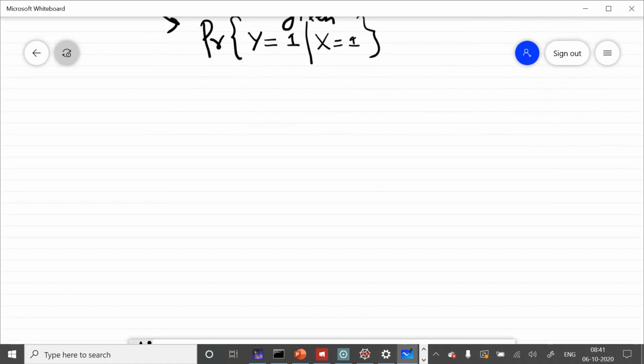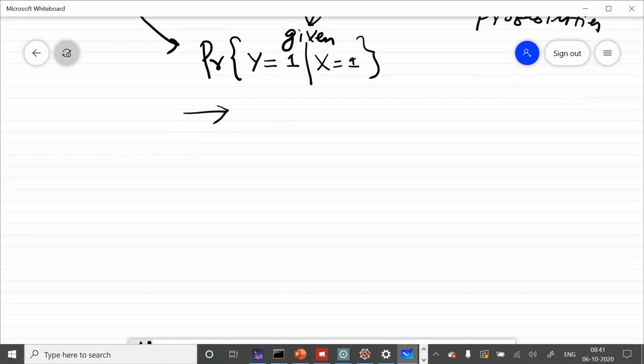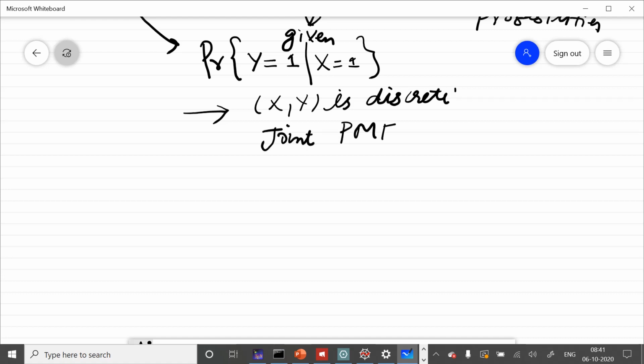And here is how they are defined. So let me start with, if X, Y is discrete and its joint probability mass function is p_XY of x comma y, and marginal probability mass functions. What is marginal?